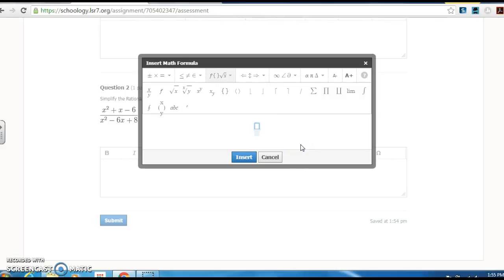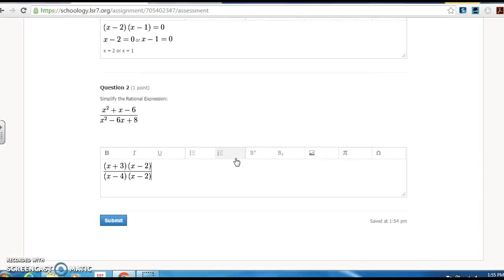And let's see, x squared plus x minus 6 factors to x plus 3, x minus 2. Okay, so I'm still working in the numerator here. And then I'm going to arrow down to go to the denominator. x squared minus 6x plus 8 factors to x minus 4 and x minus 2. Okay, so that's the first step, factoring the numerator and denominator.